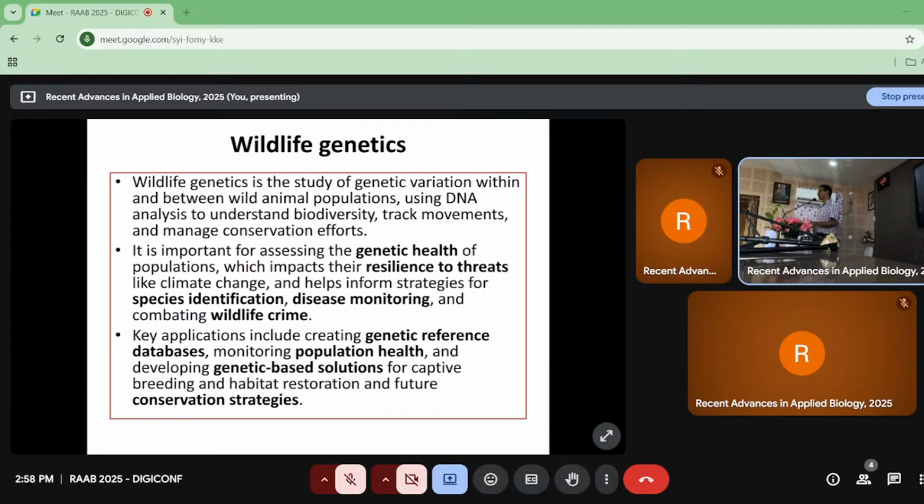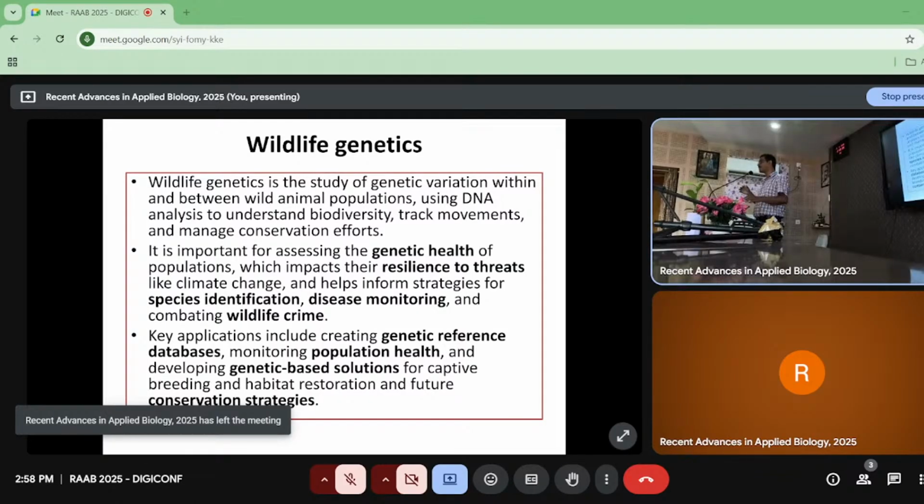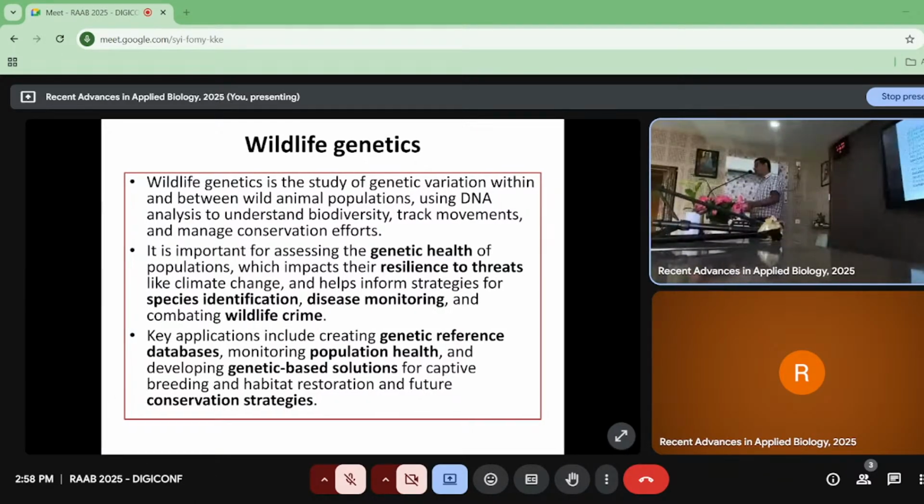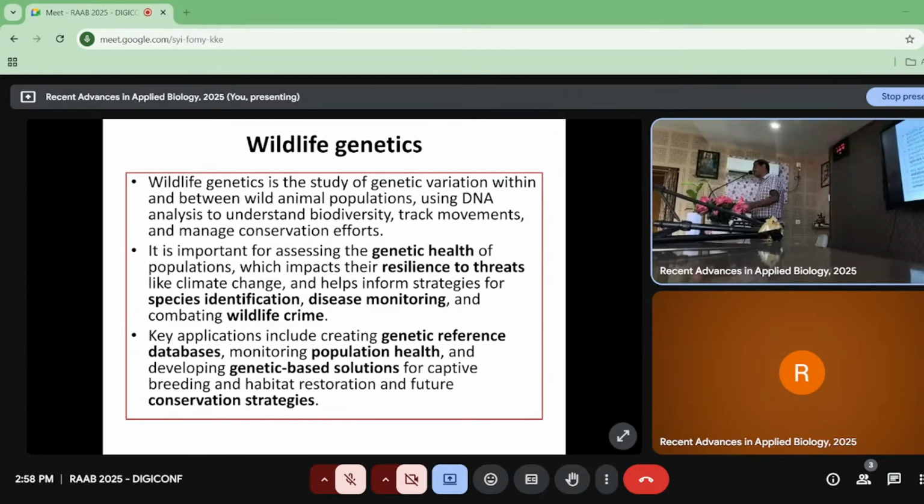Then next, it is important for assessing the genetic health of populations, which affects their resilience to threats. Resilience to threats means resilience to future threats like climate change, and it helps inform strategies for species identification, disease monitoring, and combating wildlife crimes. Key applications include creating genetic reference databases, monitoring population health, developing genetic-based solutions for captive breeding, habitat restoration, and future conservation strategies. We can achieve these goals by applying these genetic principles in wildlife animals.